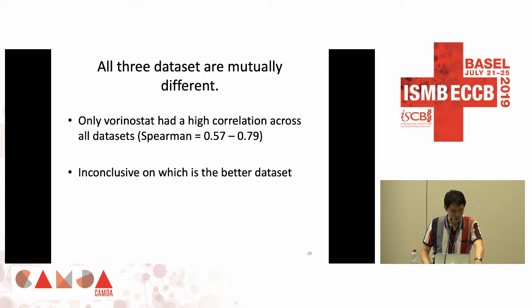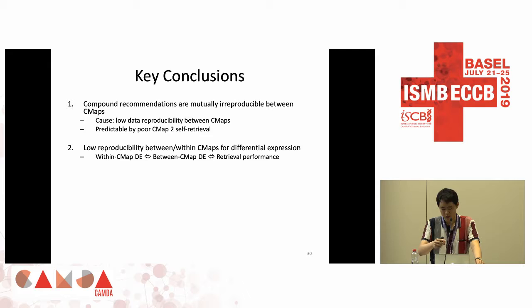And with that, to conclude my talk, the first thing that we found out is that the compound recommendations for both CMAPs are mutually irreproducible. And this is very likely caused by the low data reproducibility between the two CMAPs. Also, we found that compounds that are not ranked highly by CMAP2 during self-retrieval is probably also not going to be able to rank the same compounds highly when CMAP2 is queried with CMAP1 signatures. We also found that reproducibility both between and within the CMAPs are very low. And we also see this chain of associations linking within CMAP differential expression agreement to between dataset agreement to the retrieval performance. So they're mutually predictive.